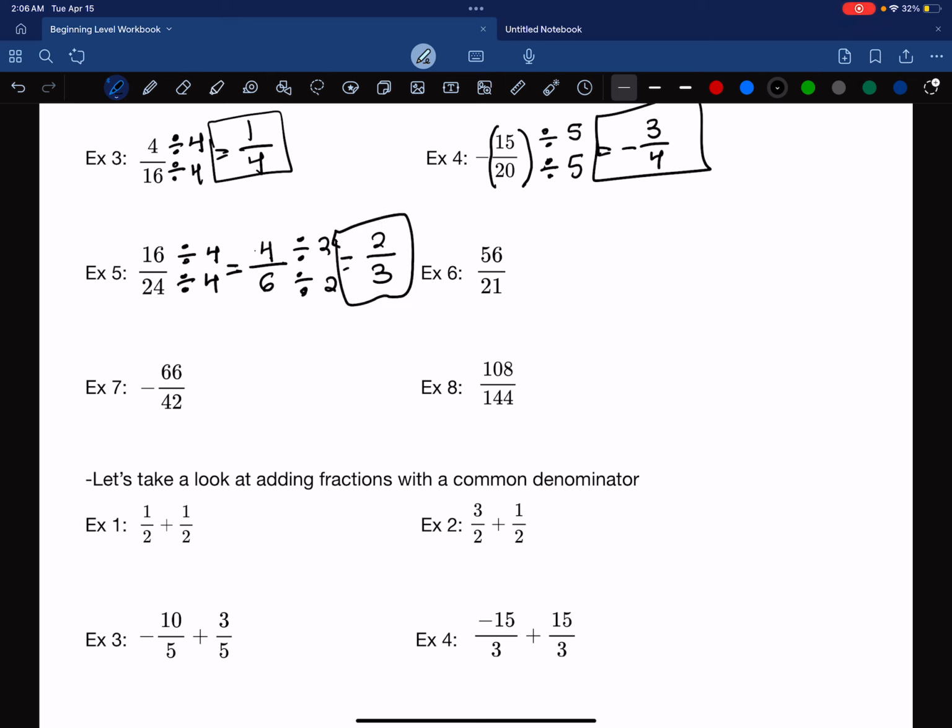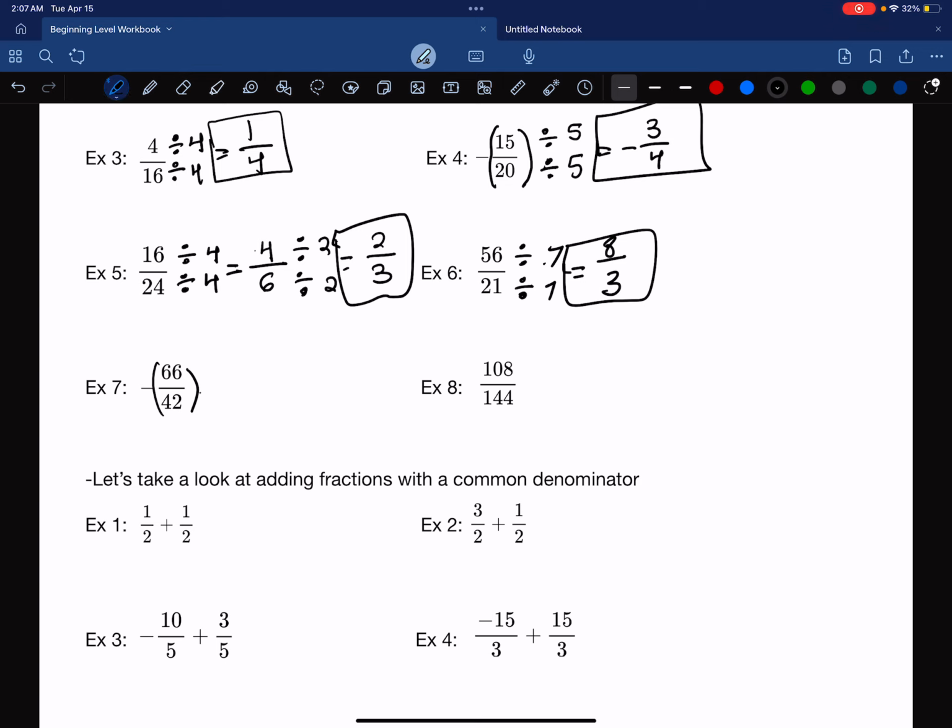Looking at example 6, we have 56 and 21. So I encourage you to pause the video and try this on your own. And now let's simplify this together. So 56 and 21 is a little bit more difficult to think about a value that we can reduce by. But if you do a little bit of work, you'll realize that we can divide both these numbers by 7. And 56 divided by 7 is 8, and 21 divided by 7 is 3. And we can't reduce that anymore, so that is our answer.